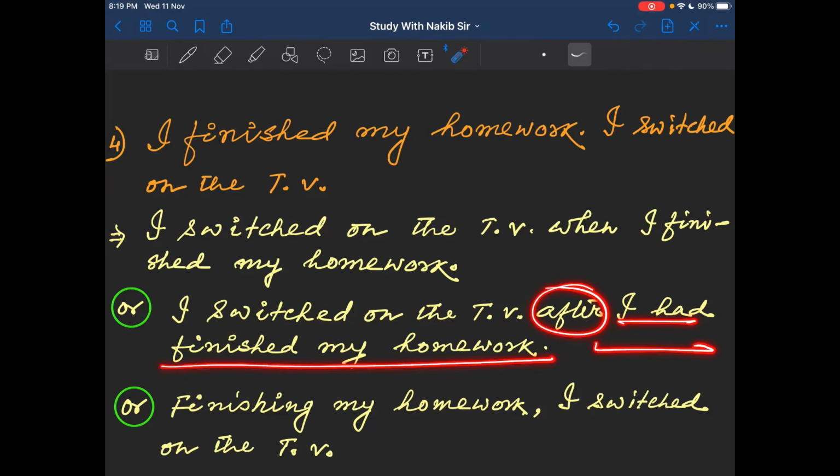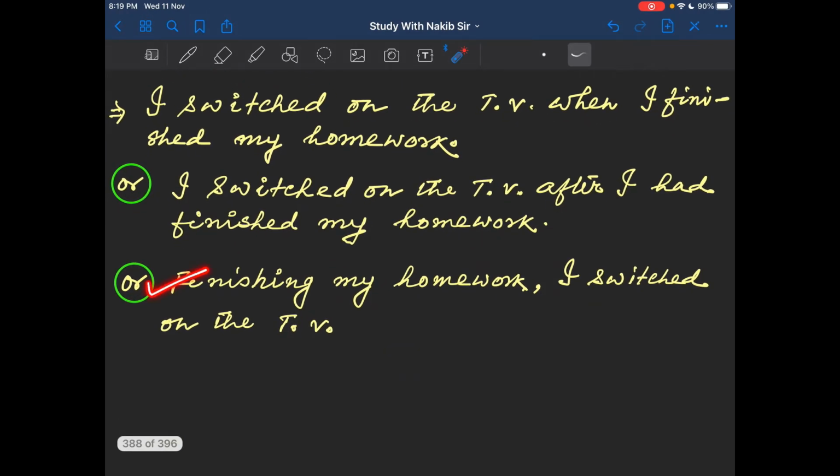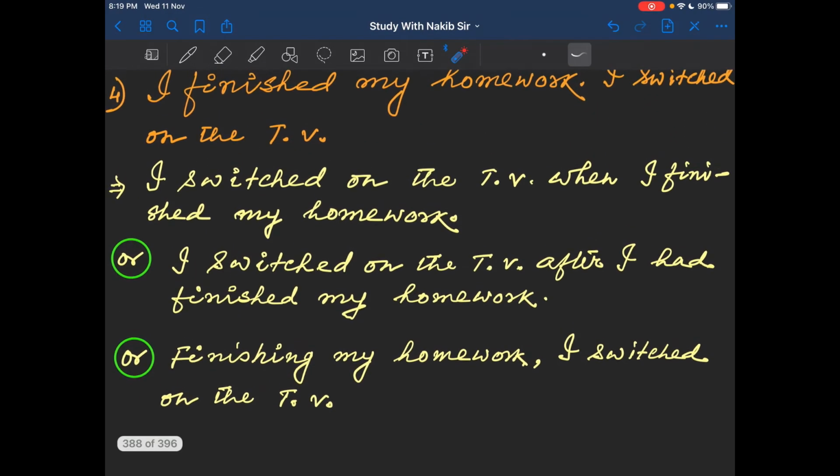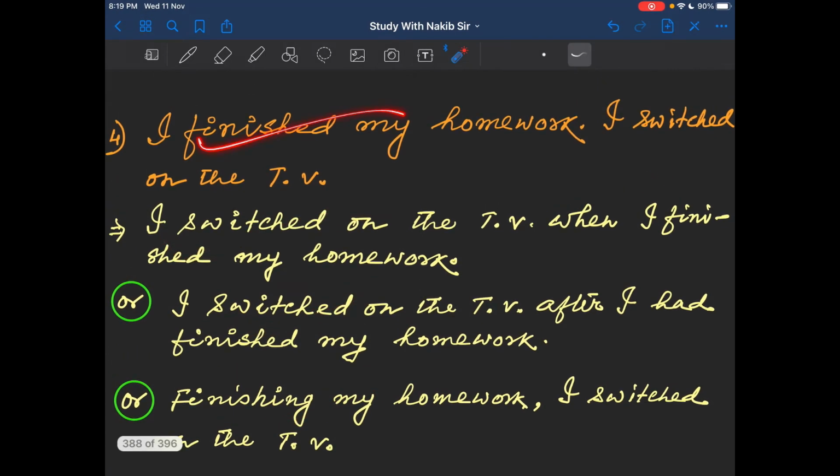Past perfect tense. Or you may combine the sentences this way. Finishing my homework, comma, I switched on the TV. So in these three ways, you can combine these two sentences. I finished my homework, I switched on the TV. Very, very easy and very, very good and simple. Okay.